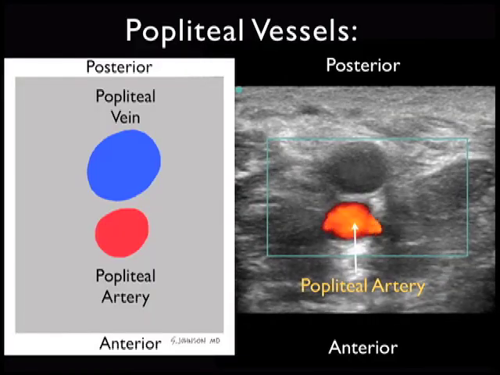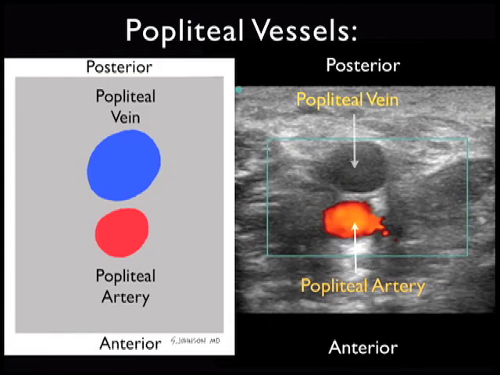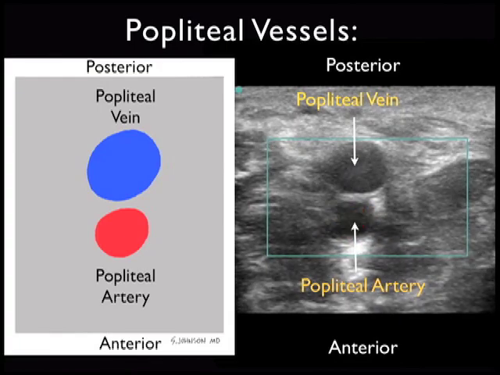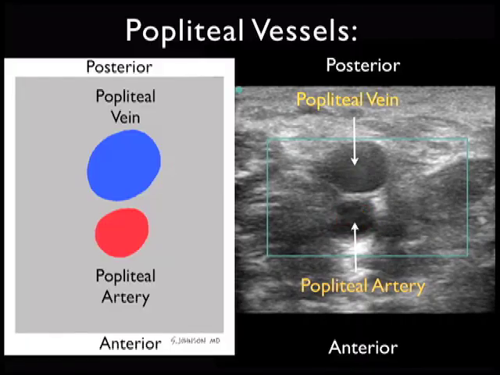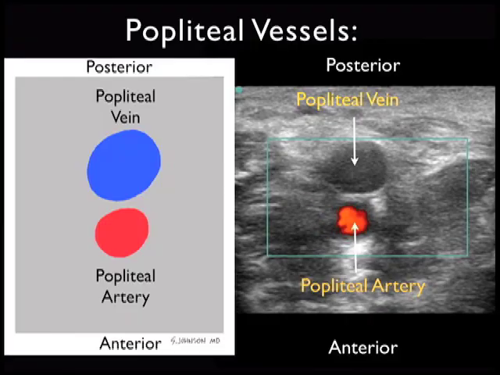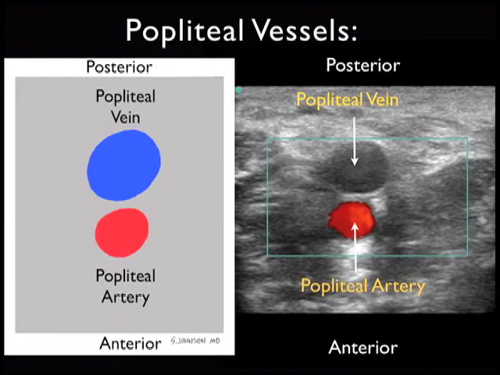And in the video clip here to the right, we can see the pulsatile flow of blood within the popliteal artery as seen anterior or further away from the probe than the popliteal vein, which is seen more posterior than the artery here. Notice that we see a little bit of phasic flow of blood within the popliteal vein.